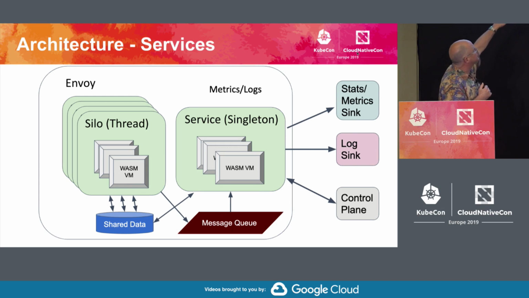And in order to allow this to happen, we can also have services. So services are singletons. A singleton would be a single VM that runs in the Envoy process that's then used as a consolidator. It can talk to the siloed VMs through shared data or through a message queue. Then it can take that information, consolidate it, and, for instance, send it out to log syncs, to stat syncs, or any other sort of metrics backend that you might have.